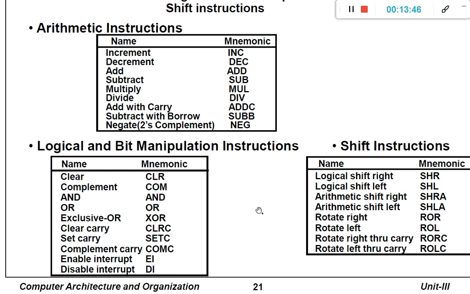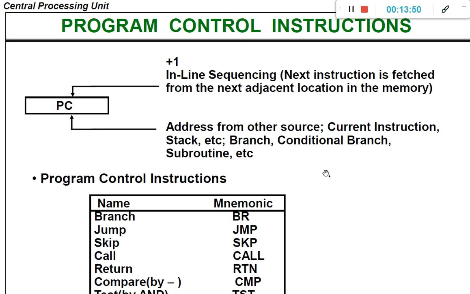So these are the data manipulation instructions. Then we need to have the program control instructions. Program control instructions are nothing but, whenever we are going to write a program, sometimes we may need to transfer the control to a subroutine or subtask, and sometimes we may need the looping statements. Sometimes we may need the branching statements.